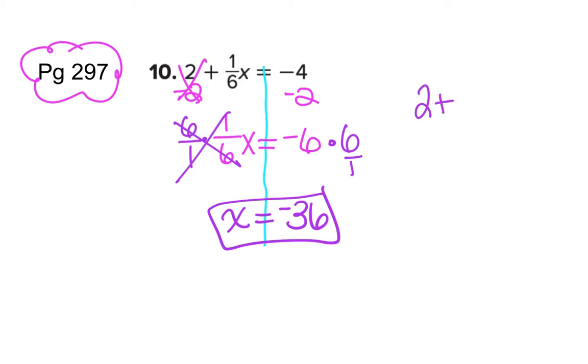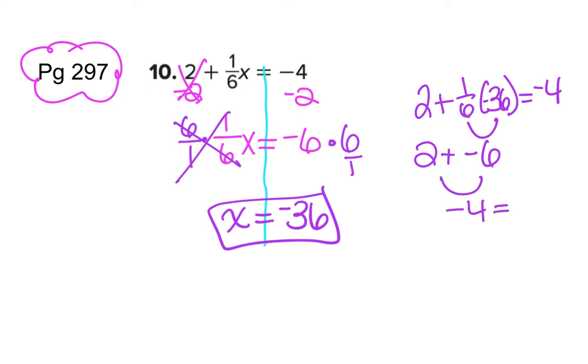And if I want to check my answer, I have 2 plus 1/6 times -36 equals -4. 1/6 of -36 is -6. If I add 2 to that, I get -4. And yes, that checks with what we had up above.